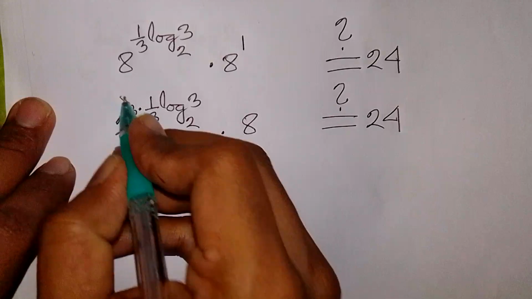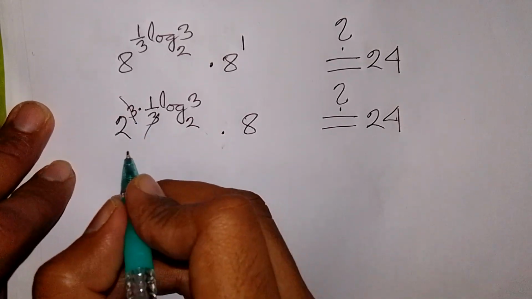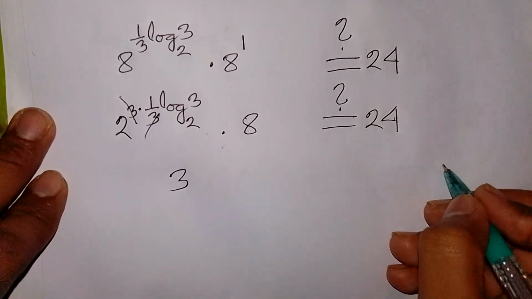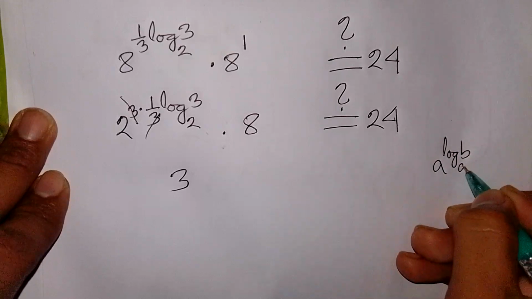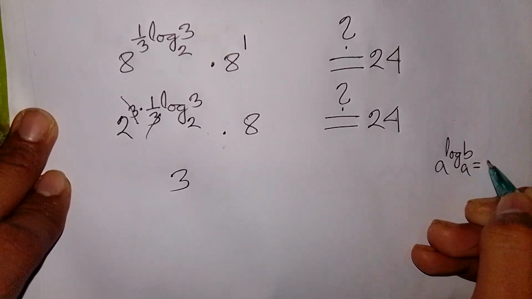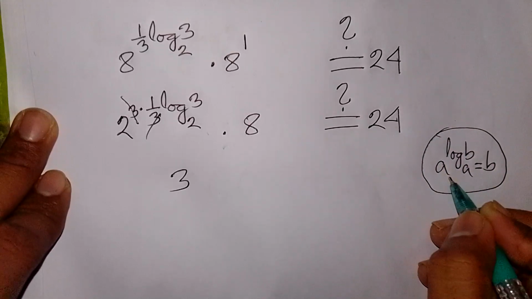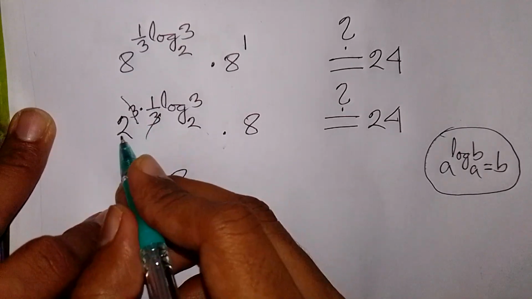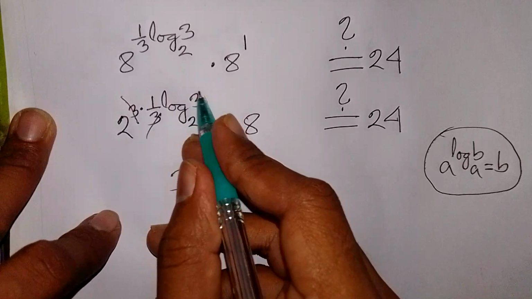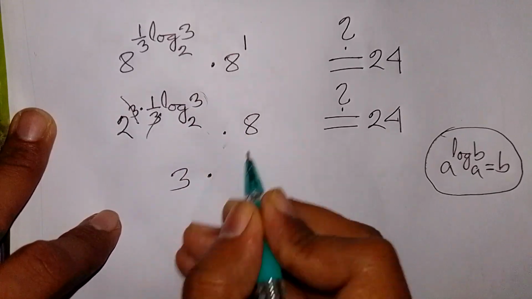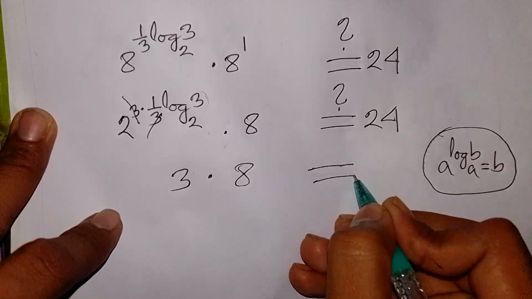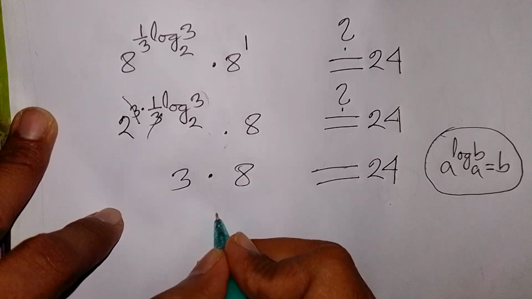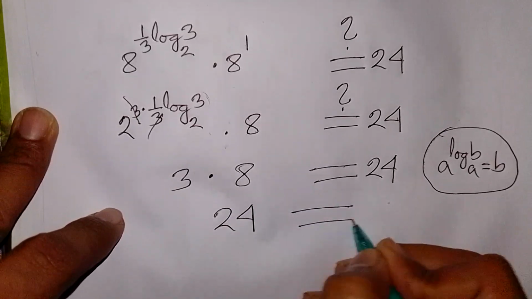Now we see this 3 will be cancelled. So we have 2 to the power log 3 base 2, which is same as 3. According to this formula, a to the power log b base a is equal to b. So 2 to the power log 3 base 2 is same as 3. Then here times 8 is equal to 24. Now 3 multiplied by 8 is same as 24. So 24 is equal to 24.